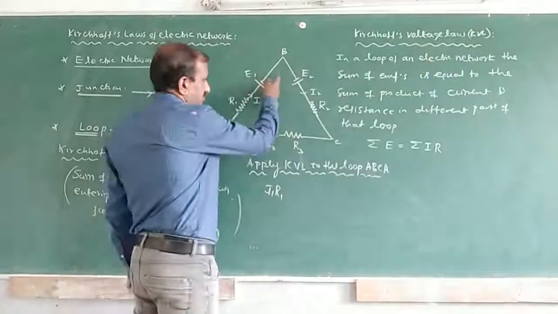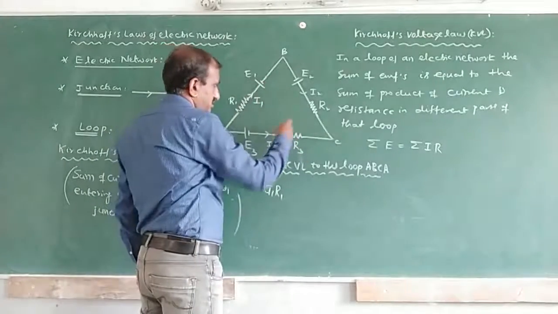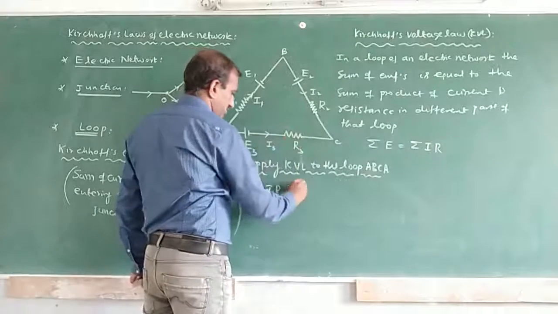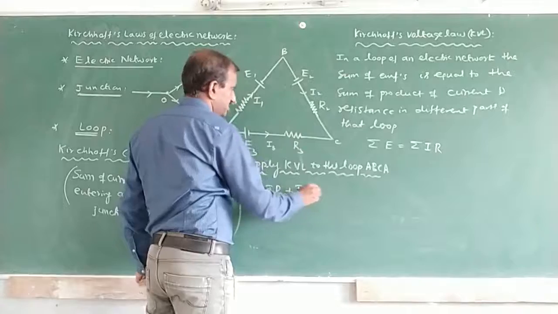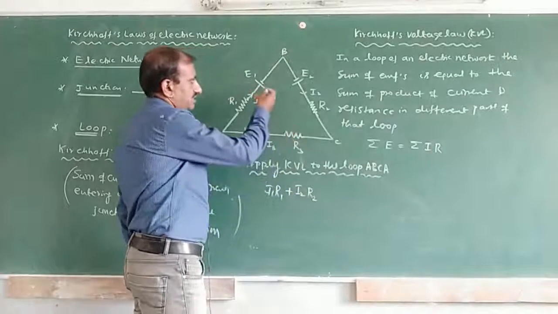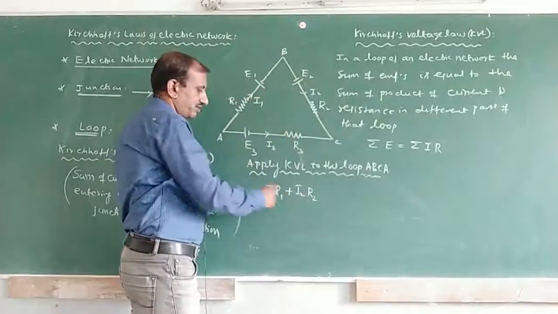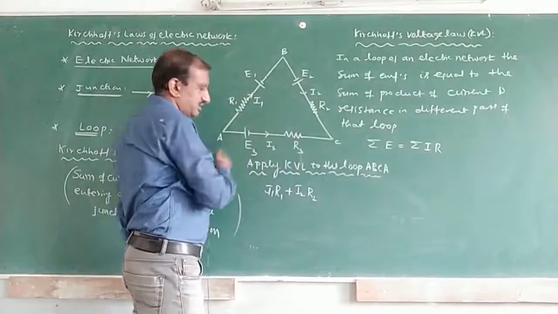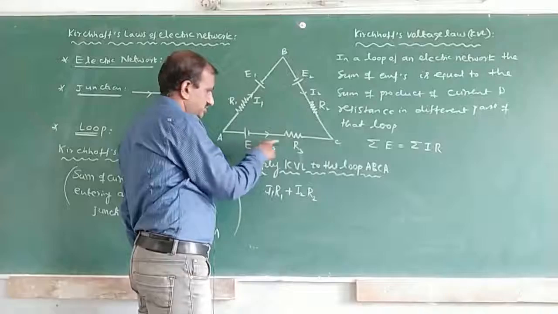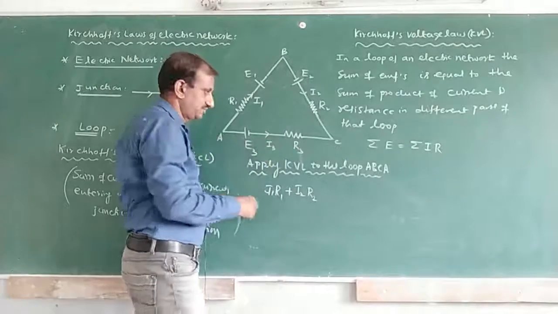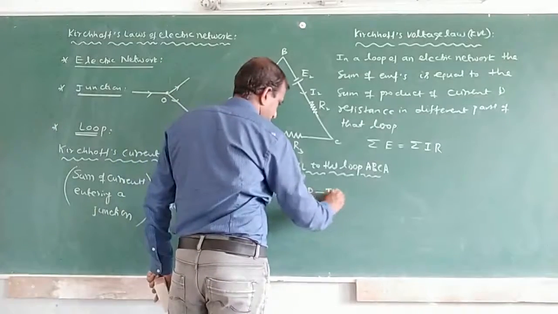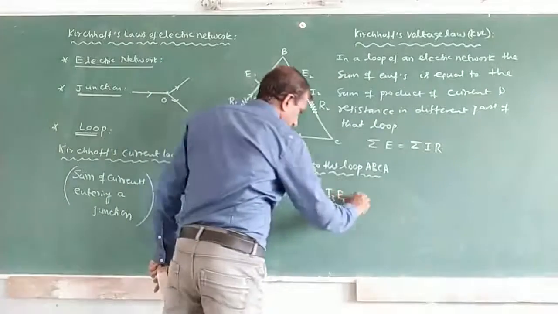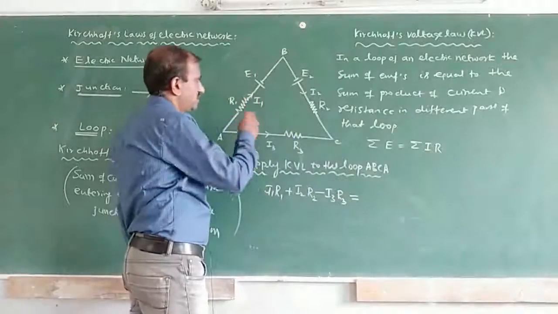From B to C, again plus I2 R2. The current direction is from B to C, and we are traveling from B to C, so the IR product is positive. And from C to A, the current is opposite to the direction of travel, so the IR product is negative. So minus I3 R3 is equal to the sum of EMFs in the loop.